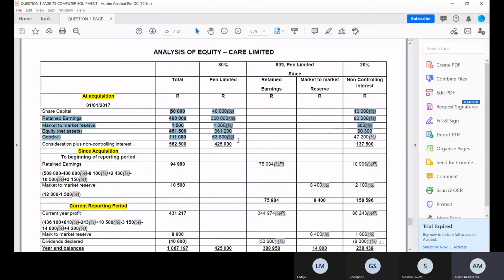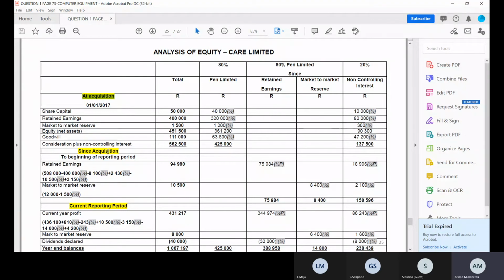So this is the analysis at acquisition. Remember, I said there are 3 important dates. At acquisition, this is what we need to determine: how much was our goodwill, non-controlling interest, and the consideration that we paid, which was 425,000 in terms of 80%. So we paid goodwill to the value of 63,800.